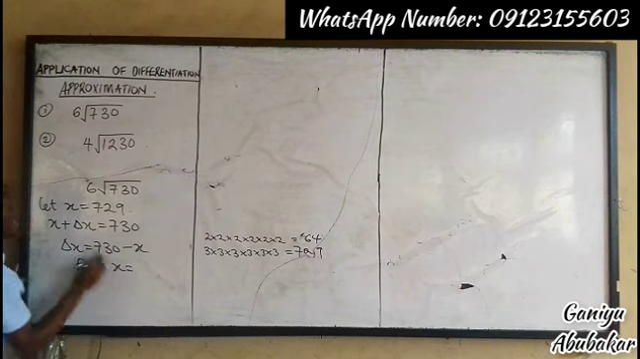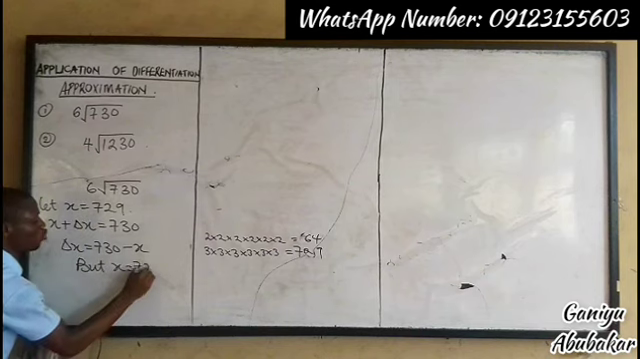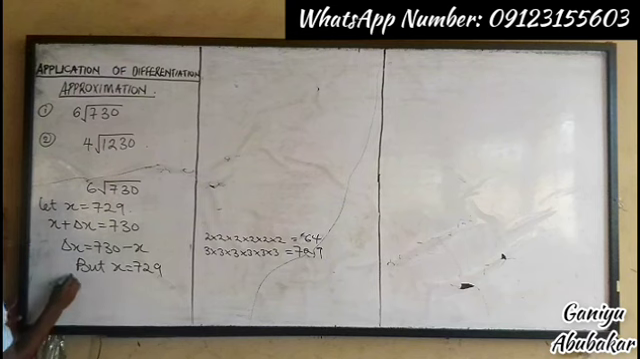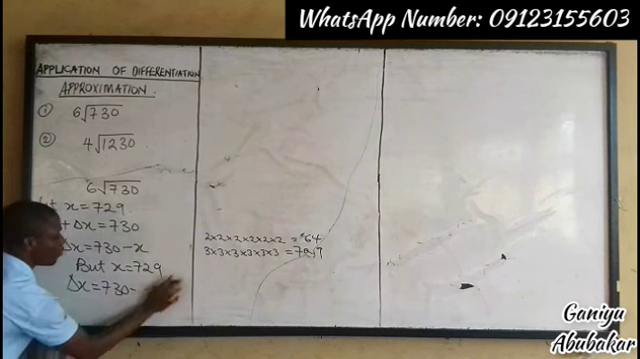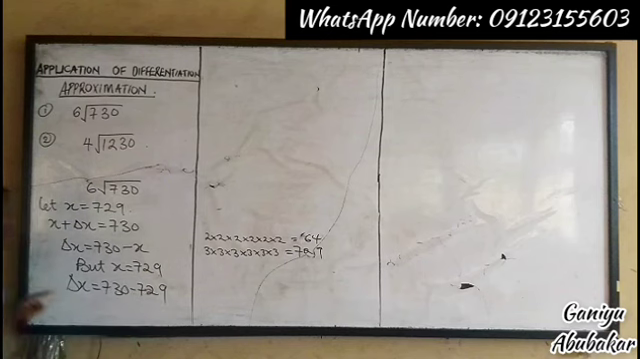X was what? 729. Please give a value here. Change in x is equal to 730 minus 729. You know my other change in x. Change in x is what? I'm having 1 as my change in x value.